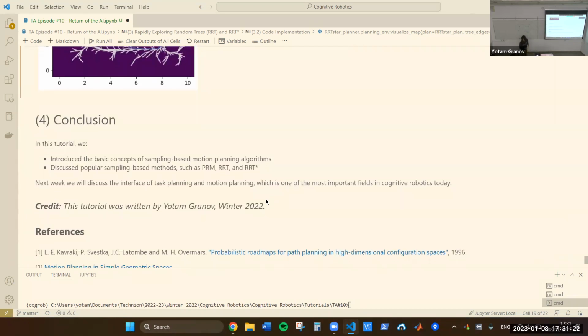So that's it for today. We've finished the topic of motion planning. Next week, we're going to discuss the merger between task planning and motion planning. If I want to teach my robot to do my dishes, it needs to know what order to do those dishes in, but it also should know what servo values it needs in order to move those dishes. So we'll discuss that next week.